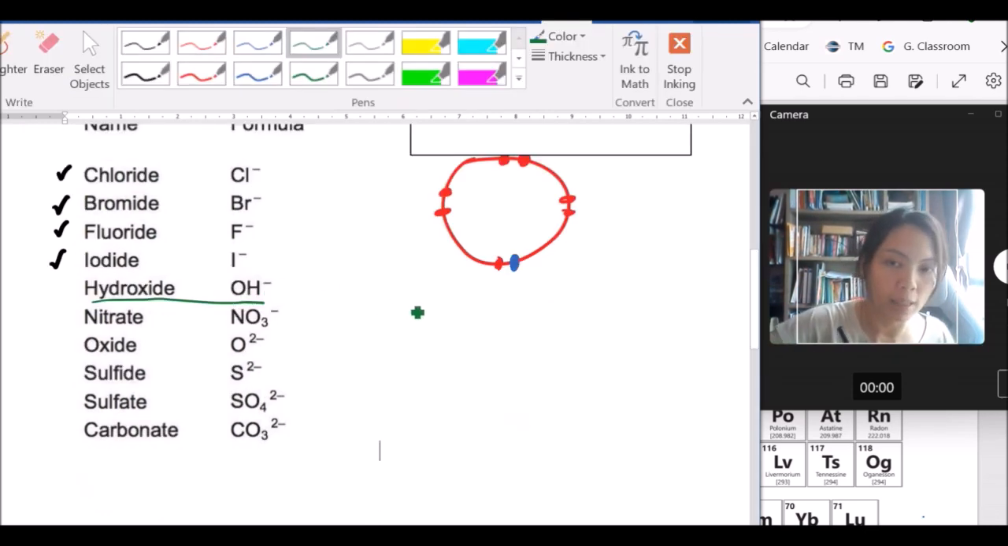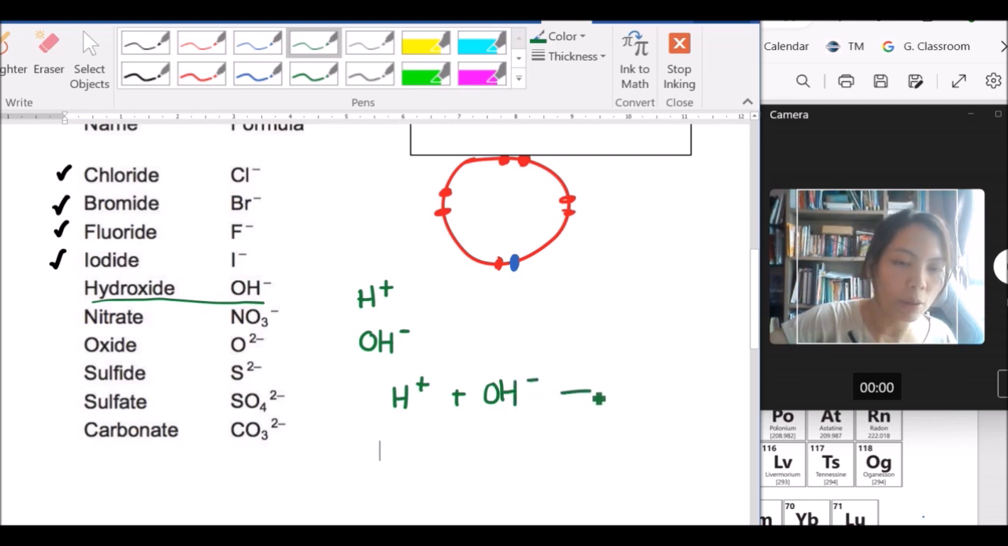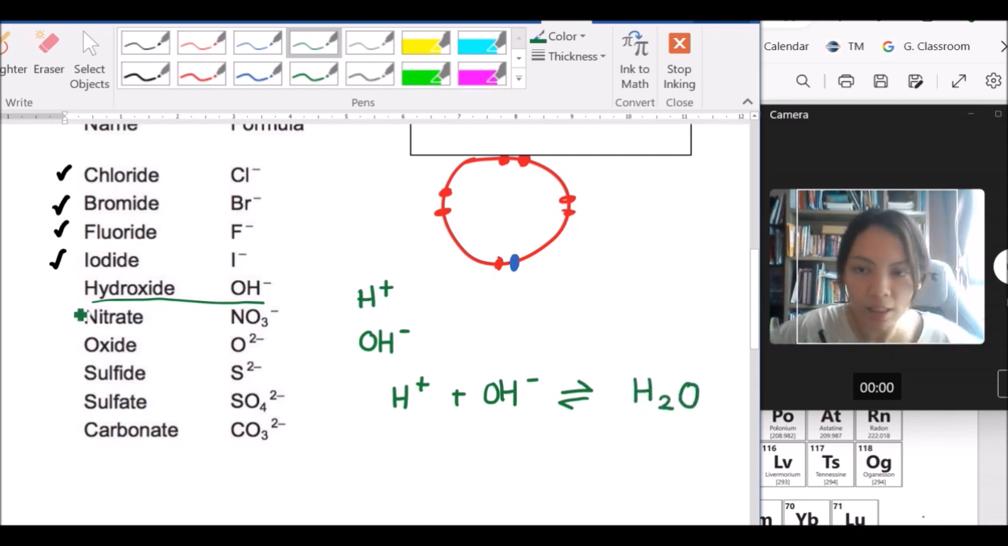OH minus is an ion, and if it reacts with H plus, they will form together a water molecule. OH minus, just remember it. For nitrate ion, yes, also have to remember it.